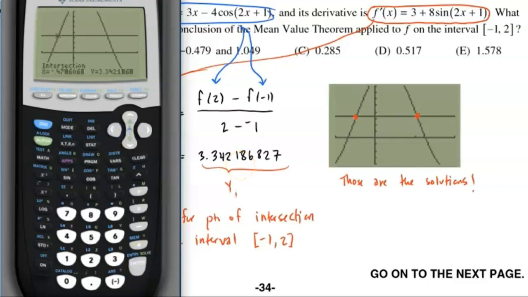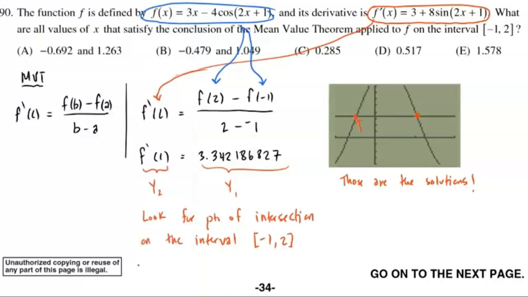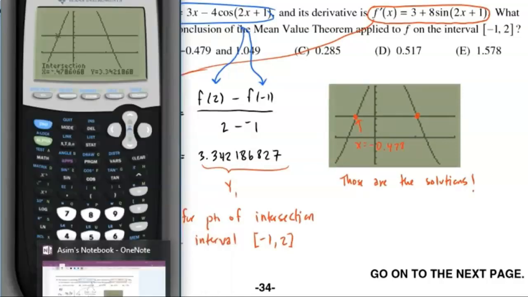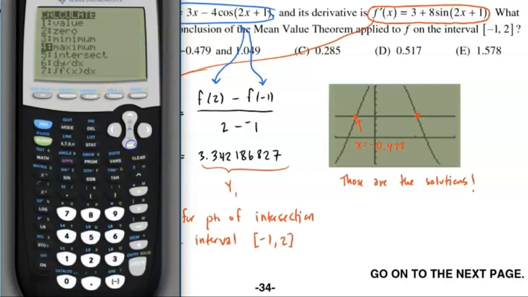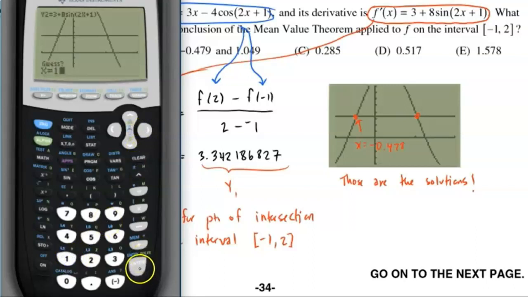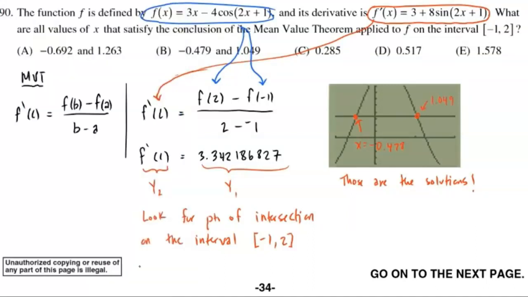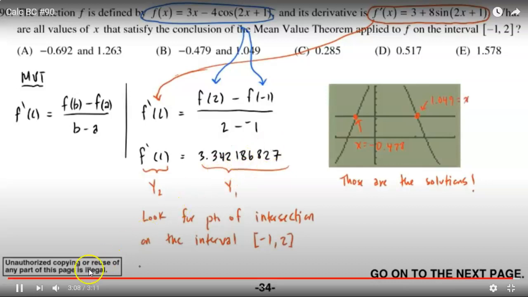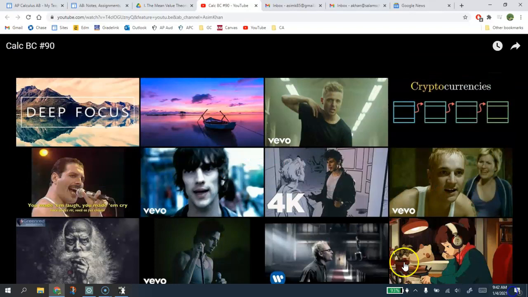Okay, and my first one is -0.478. And notice how there's only one answer choice that really has that. So if you wanted to go ahead and circle answer choice B and move on, you're welcome to do so. But to be complete about it, I'll show you how to find the other intersection point, which is 1.049. Okay, and so the correct answer is the letter B.